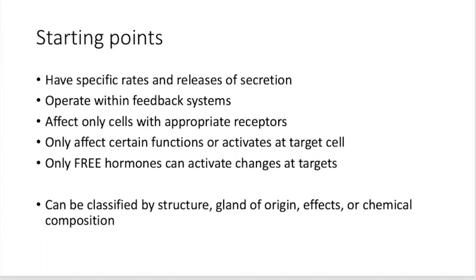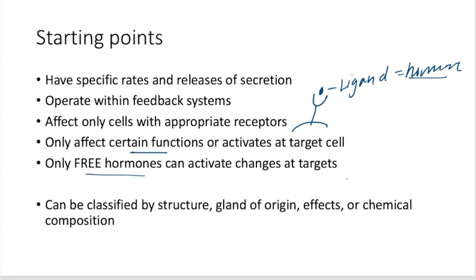So these guys can be floating through the blood system. They are not going to work on anything that does not have that specific receptor on the cell surface. And then the hormone or ligand, it only affects certain functions or activates the target cell. So there's only certain things that it will stimulate. And then only free hormones can activate changes at the target. A lot of hormones are protein bound, but only free hormones can activate. When we talk about free hormones, let's take the thyroid. It's the easiest one to take an example. We actually measure free T3 and free T4 to see exactly how much is circulating in the system, and then that tells us where our thyroid gland is at.